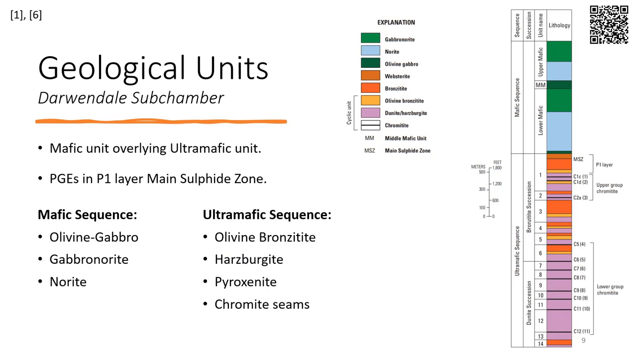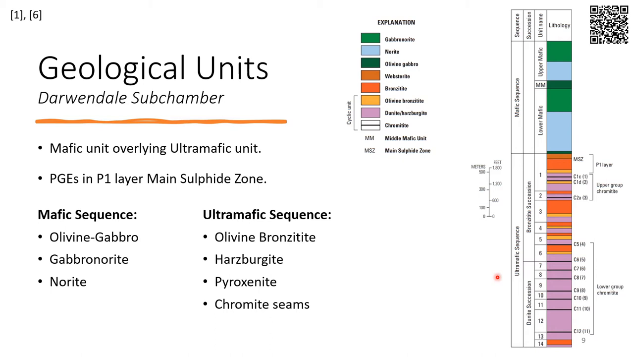Now we're going to look at the rock units. On the right of this slide, there's a stratigraphic section from the Darwindale subchamber. Although there's some variation between the different subchambers that we previously mentioned, they all follow the same general mineralization, and they all show a top mafic sequence with an underlying ultramafic sequence.